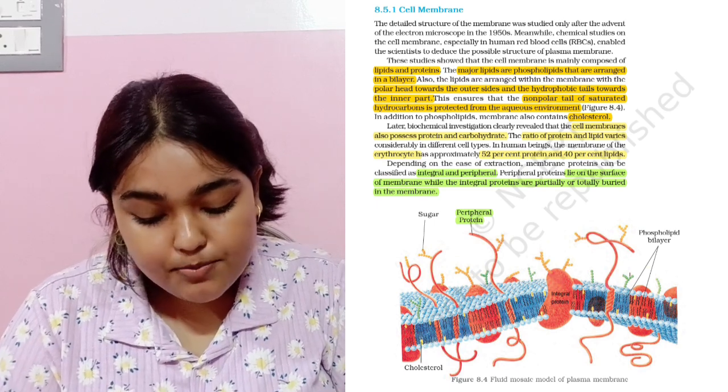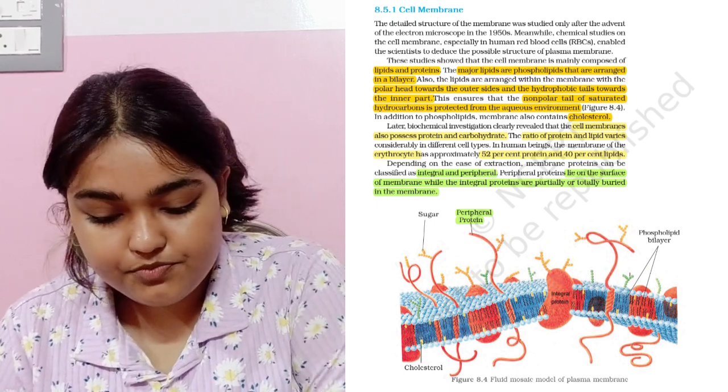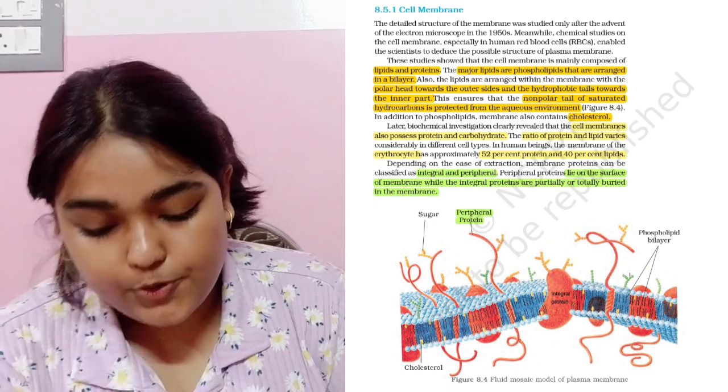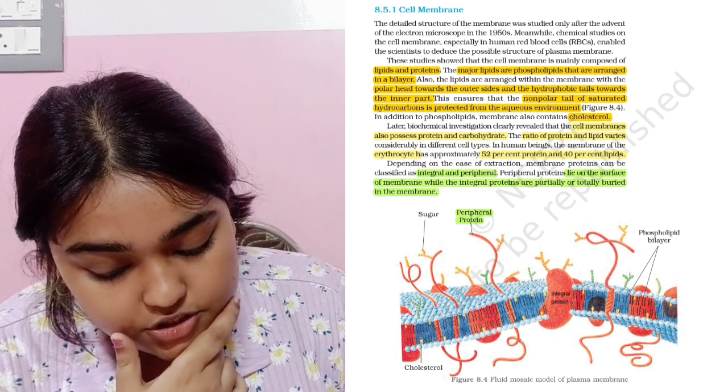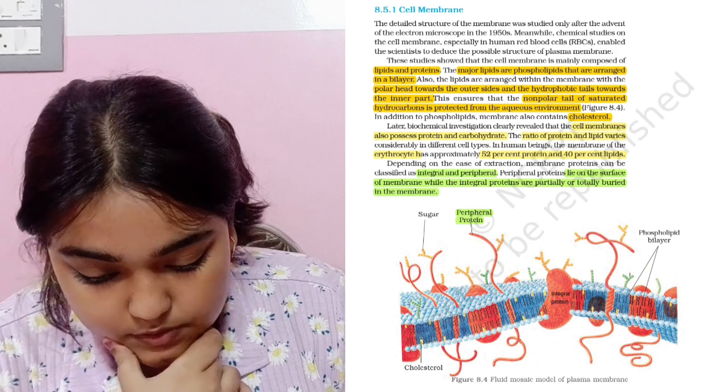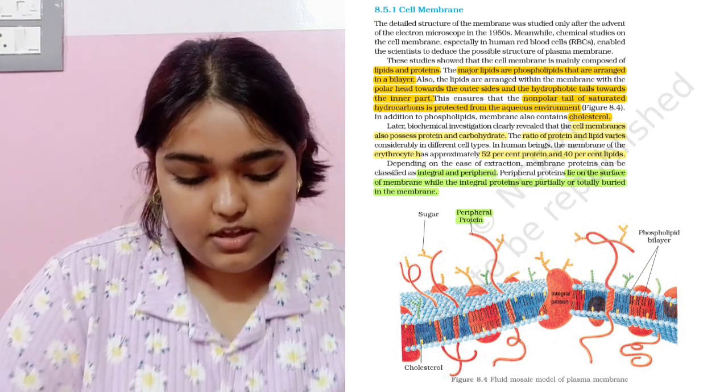Now, the cell membrane is composed of lipids and proteins. Major lipids are phospholipids that are arranged in a bilayer with polar heads towards the outer sides. Let me explain that to you.